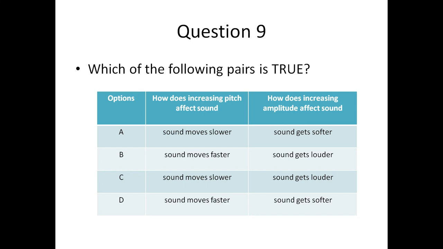9. Which of the following pairs is true? So we have the options here. It says, how does increasing pitch affect sound? And how does increasing amplitude affect sound? For A, does the sound move slower and does the sound get softer? B, does the sound move faster and does it get louder? C, does the sound move slower and then get louder? And D, does the sound move faster and then get softer?